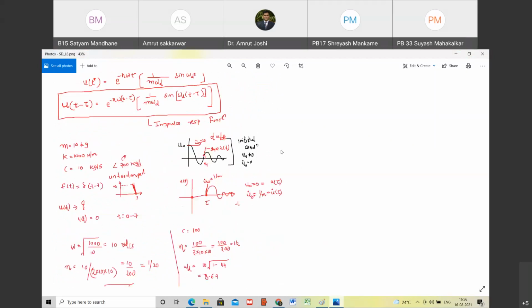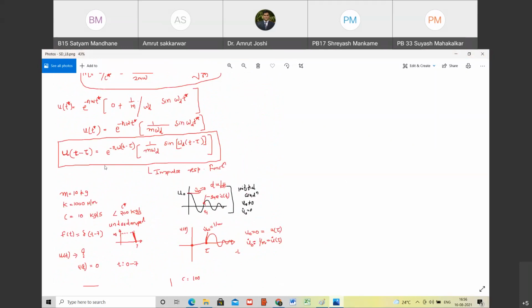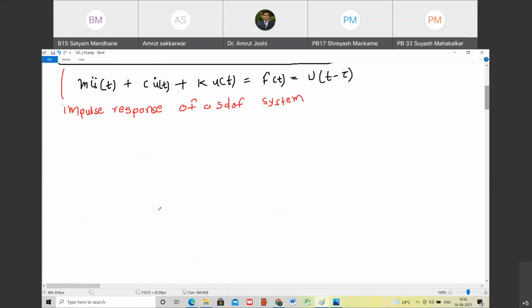And what can you tell me what is the response? So the response looks like e raised to minus eta omega (t minus tau), 1 upon m omega d, sin omega d (t minus tau). Are you with me? Vedant, can you unmute yourself? Yes, sir.